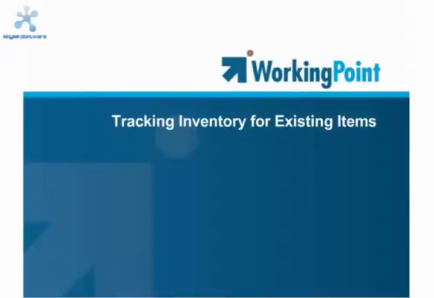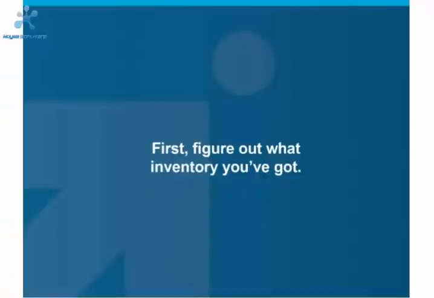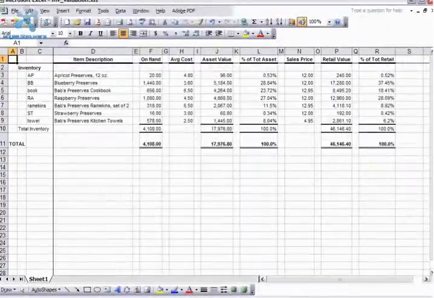In this video, I'll show you how easy it is to start tracking inventory for items that are already in your items list. The first thing I need to do is figure out what inventory I've got so I can start tracking it. My previous system offered a report called an inventory valuation report. It shows me the value of my inventory as of the date I stopped using my previous system. This report has everything I need to bring over my inventory into my WorkingPoint account.